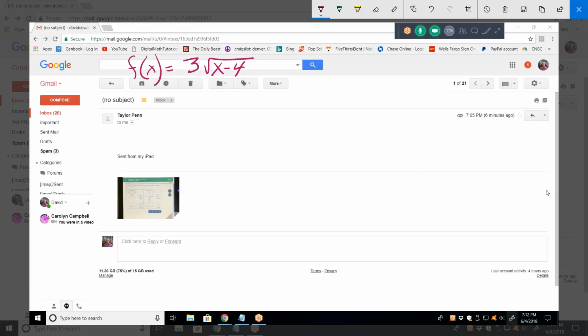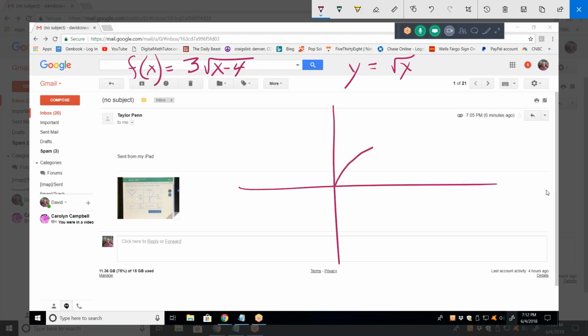What's the parent function? Start there always. If you're going to treat something as a transformation, make sure you know what the parent function is. Okay, so square root of x. Let's go ahead and graph the square root of x. Not only do you need to know the parent function, but you need to know what your basic elementary parent functions look like. Notice that the domain of square root of x is 0 or higher, and the range is also 0 to infinity.